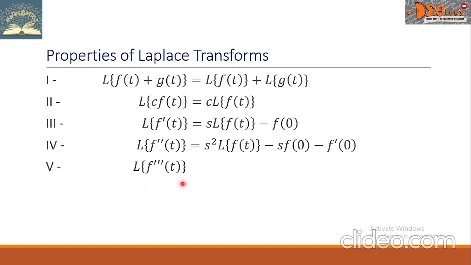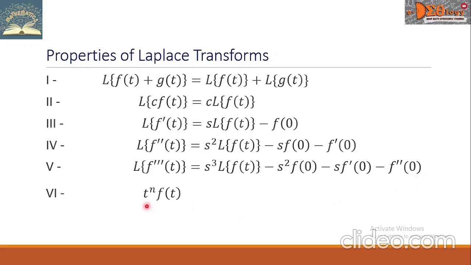Fifth is when we have the third derivative with respect to t, and we take the Laplace transform. This is equal to s cubed times Laplace transform of f of t minus s squared times f of 0 minus s times f prime of 0 minus f double prime of 0.